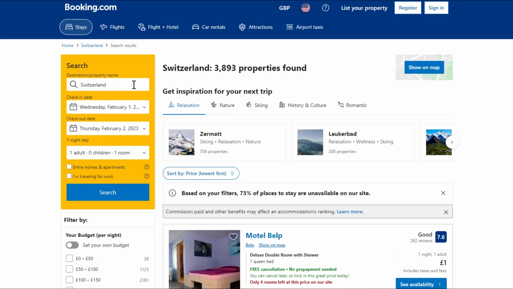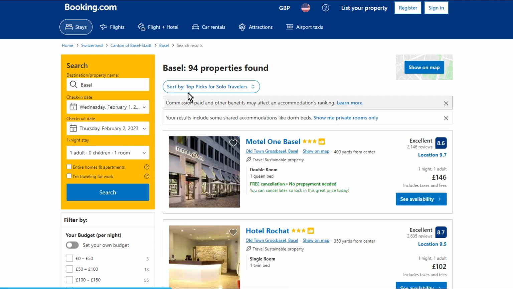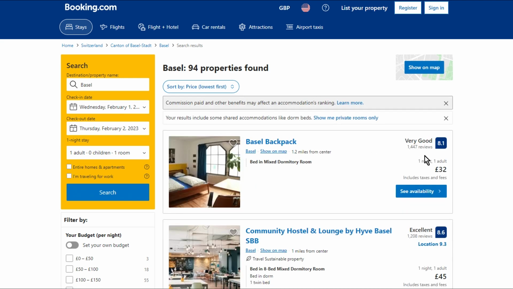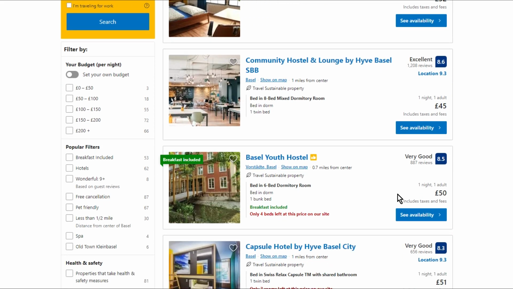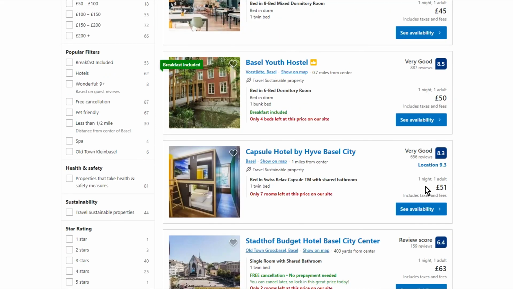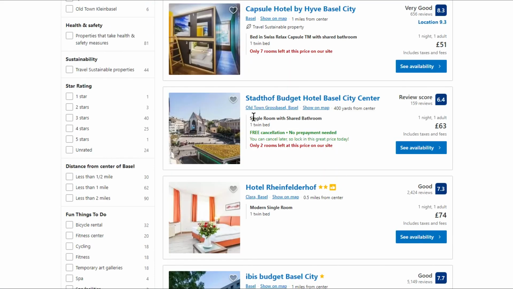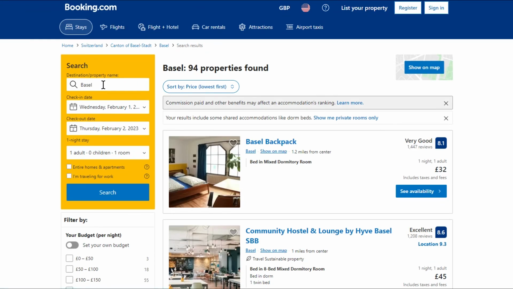But if I was to put in an actual city, let's say, I don't know, Basel, you'll see that the cheapest room in Basel is going to be super expensive. Like, the cheapest dormitory is now £32. It's £20 when I went there ages ago. £32 for a dormitory is so expensive. But then if you go along up the prices, you get like £50 dormitory. That one's a capsule hotel. £51 for a capsule hotel. That's expensive. Then you got their single room with shared bathroom, £63. Yeah, it gives you an idea on Switzerland prices.